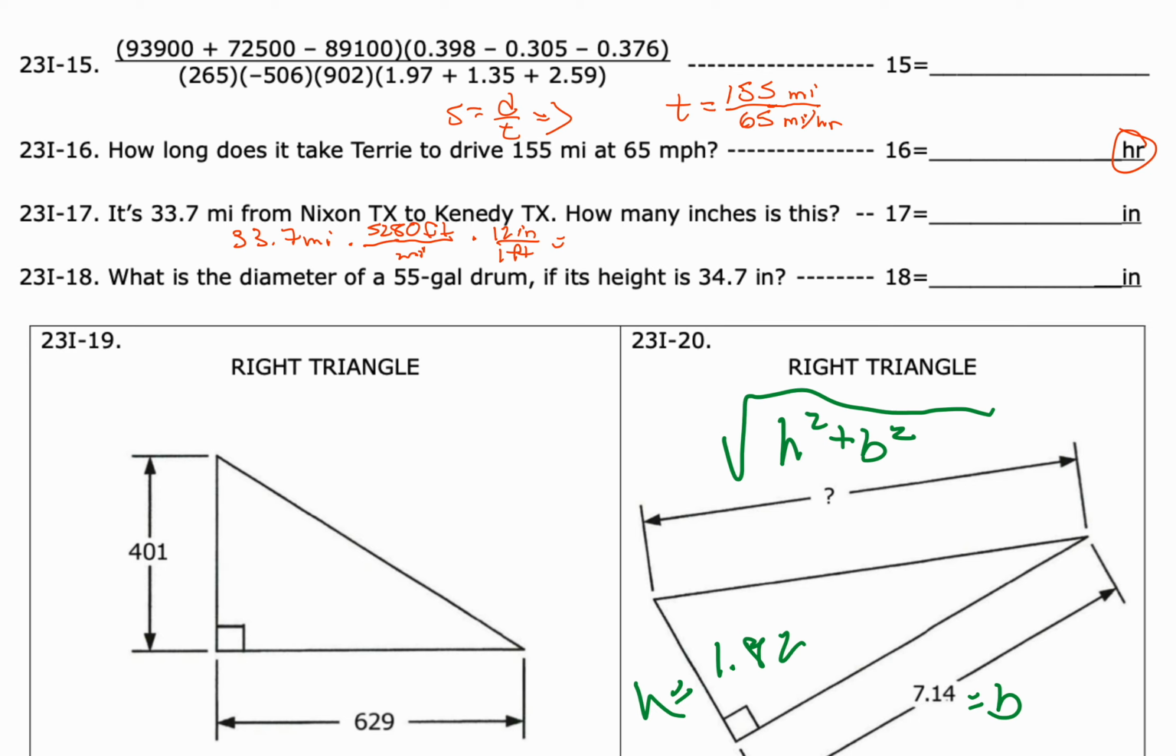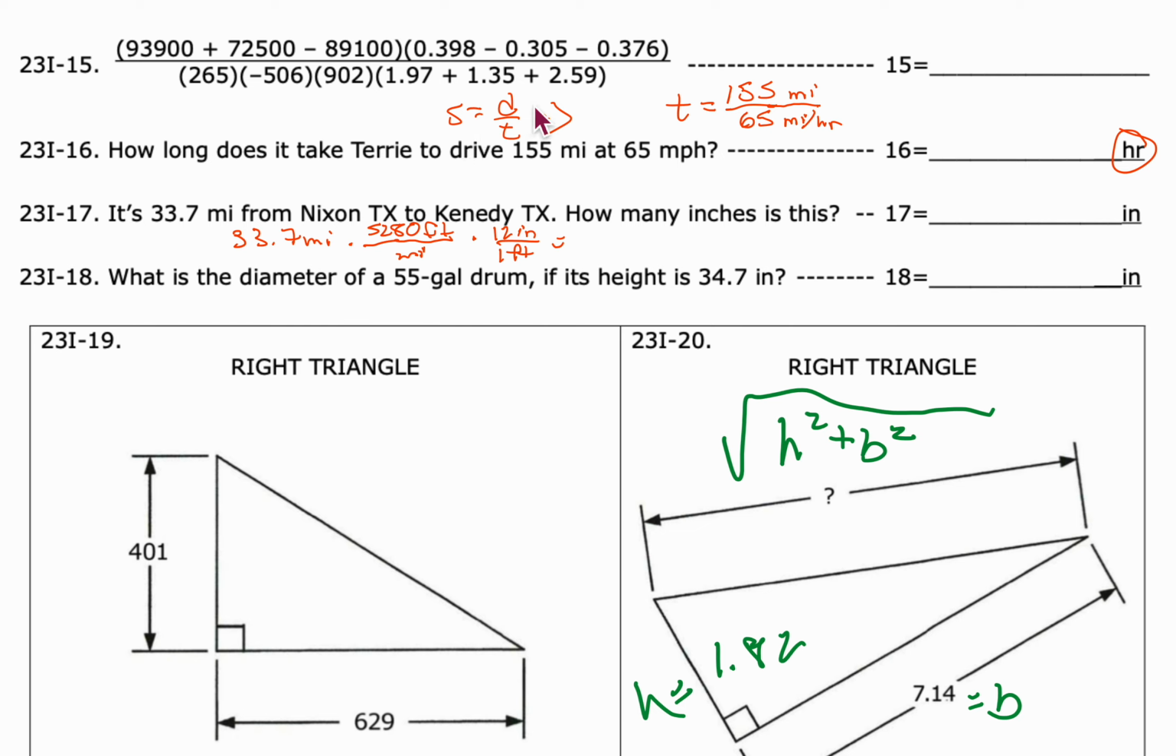Welcome back. Let's take a look at number 16 on 23i. The question is, how long does it take Terry to drive 150 miles at 65 miles per hour? Assuming Terry does not speed up or slow down, we're going to move at a constant speed, so it's going to be the distance over the time that gives us that speed.